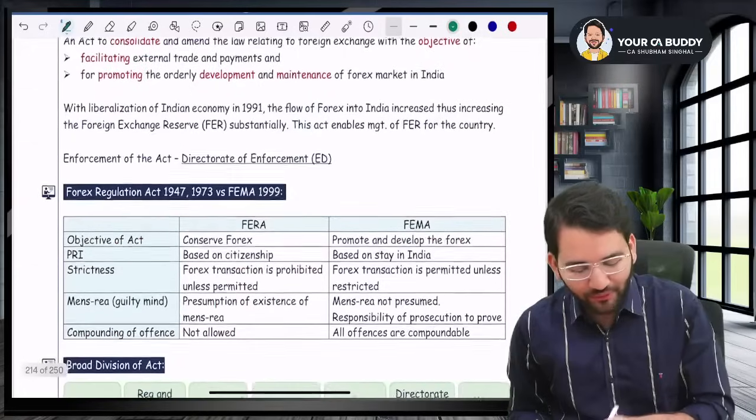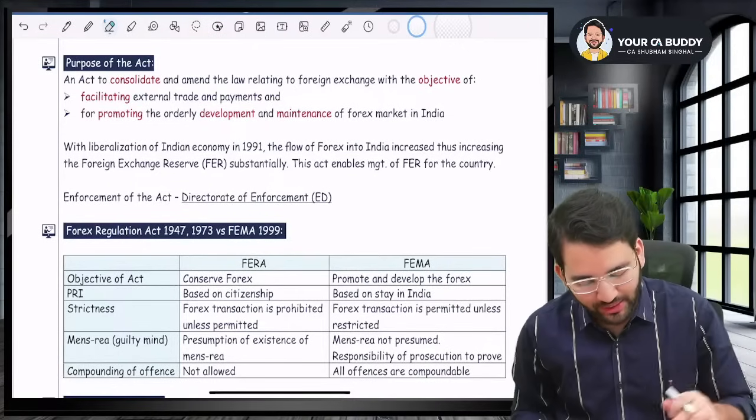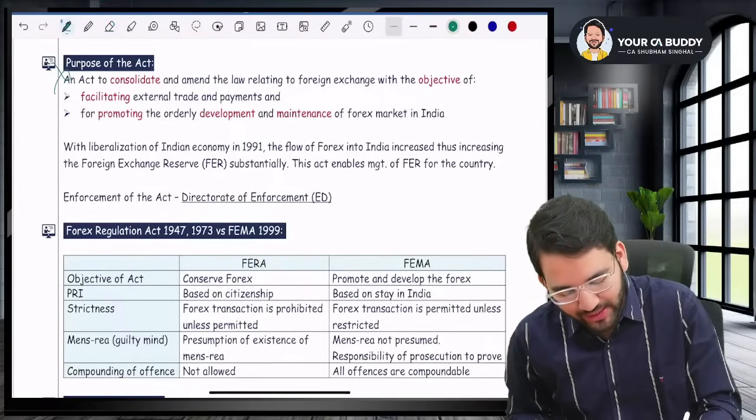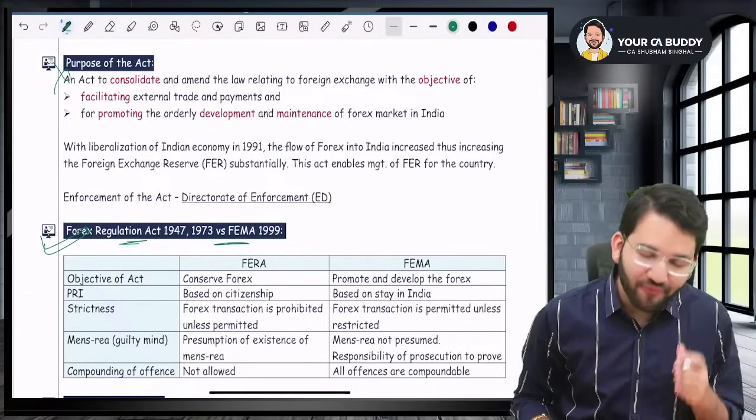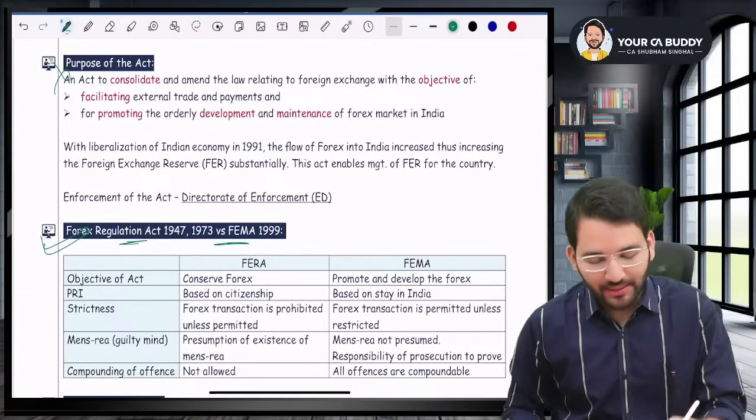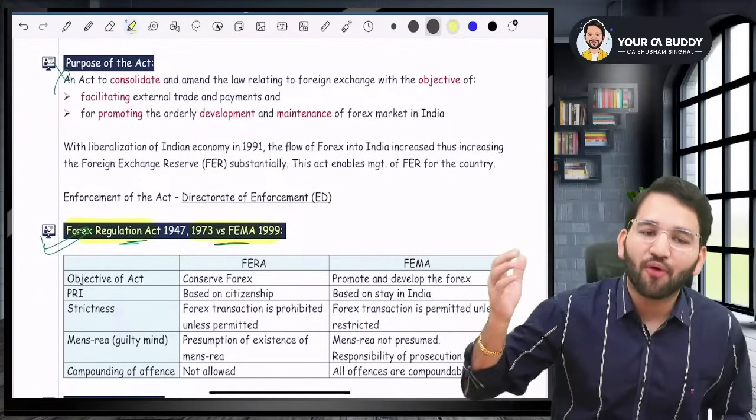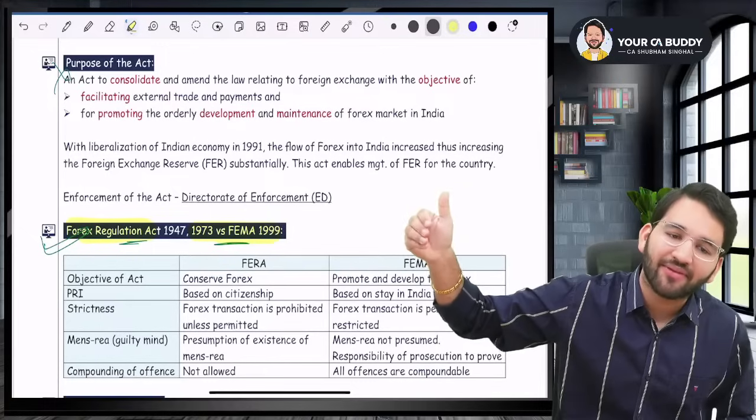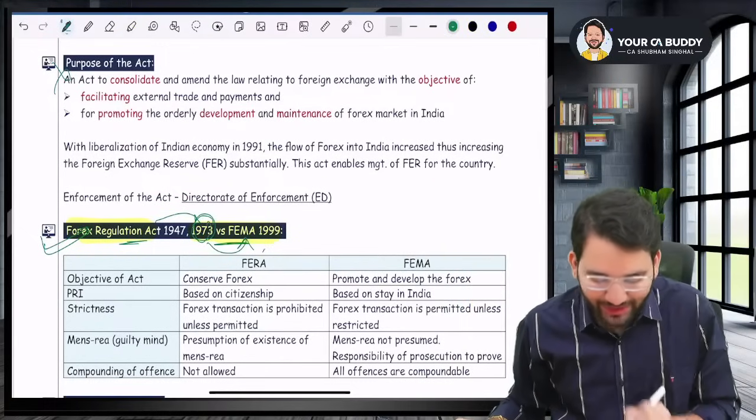After that, you don't have to read the purpose of this Act. You just have to come straight and understand what is forex regulation versus FEMA. Before FEMA, we used to have forex regulation. What is the difference between forex regulation and the FEMA Act? We had the Foreign Exchange Regulation Act 1947, then the Foreign Exchange Regulation Act 1973, but now we have the Foreign Exchange Management Act.